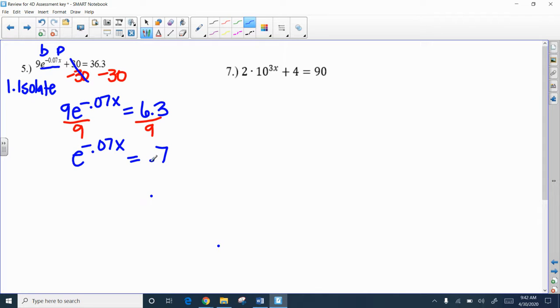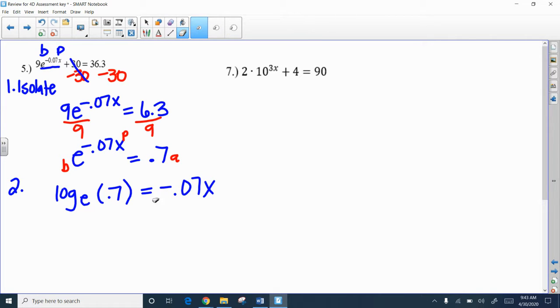We've isolated the base and the power. So then step 2, we want to change forms. So this is in the form b to the p power equals a. So I need to change it to logarithmic form. In logarithmic form, this would be log base e of 0.7 equals negative 0.07x.